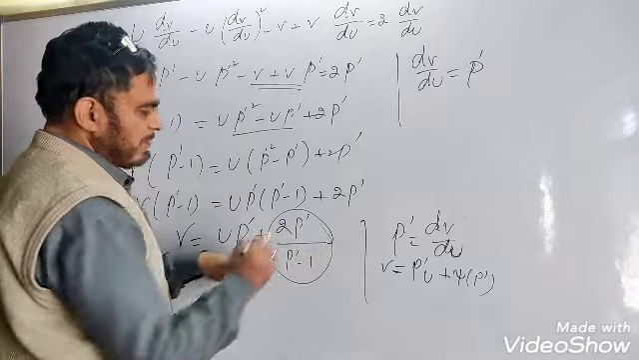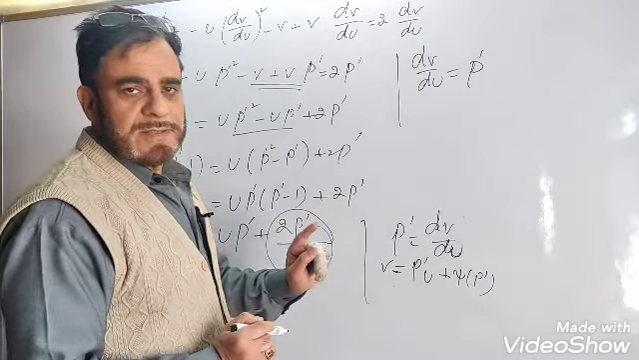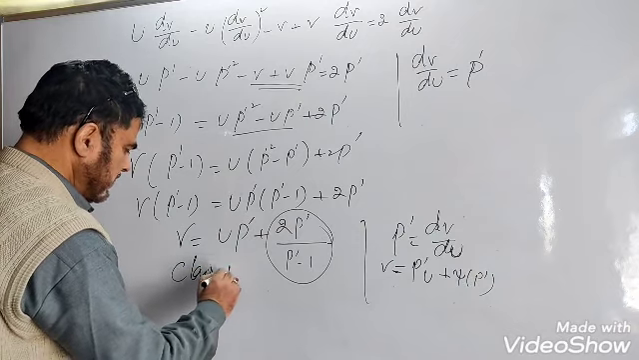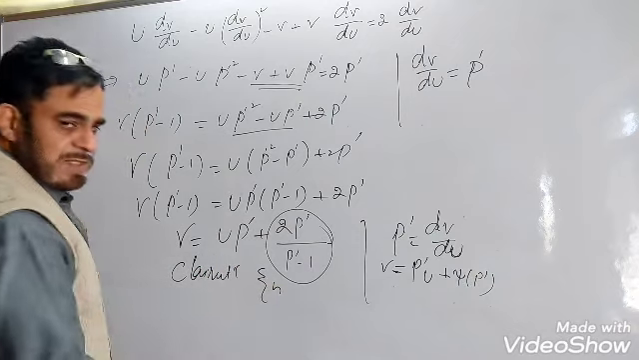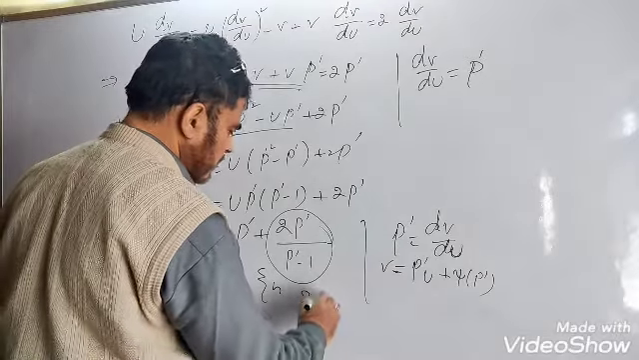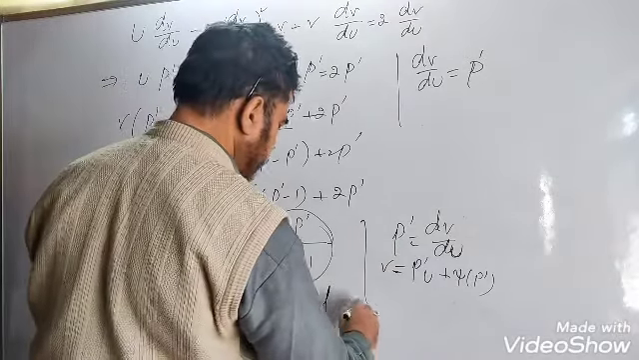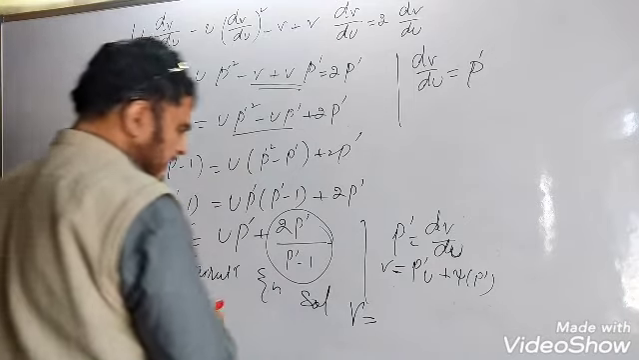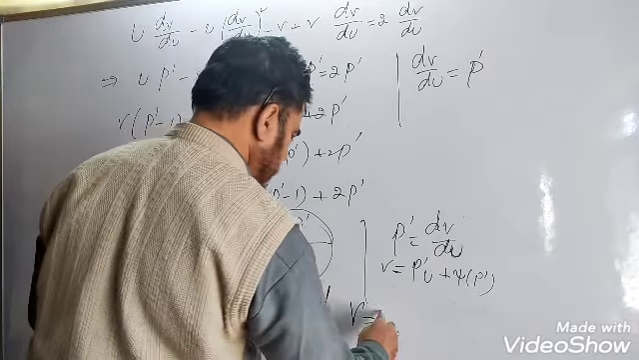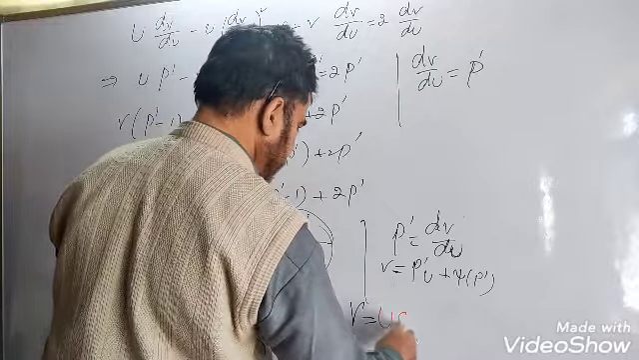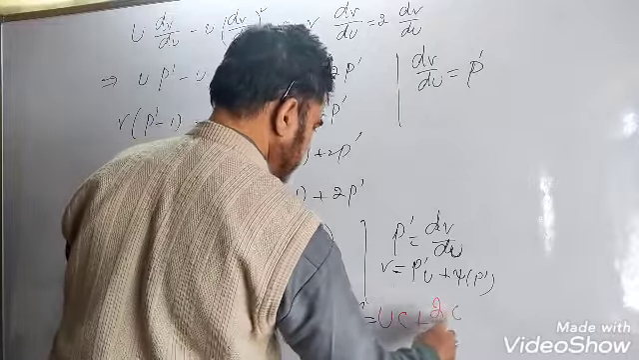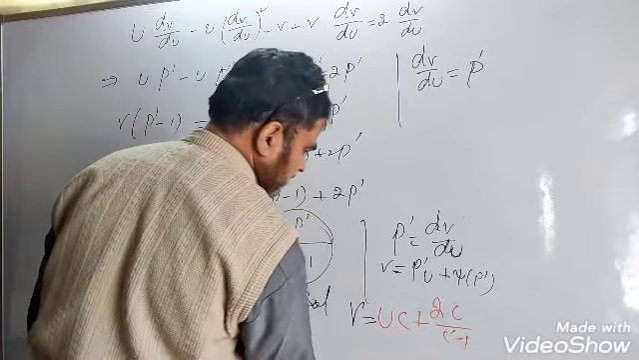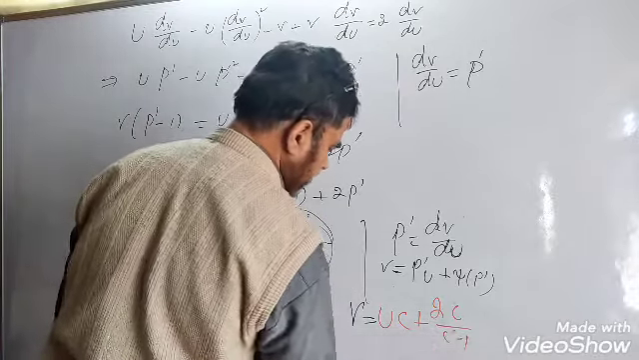This is some function of what? P dash. So it is a Clairaut's equation, differential equation. So what is the solution? The solution is V is equal to U, E dash is C plus 2C by C minus 1.